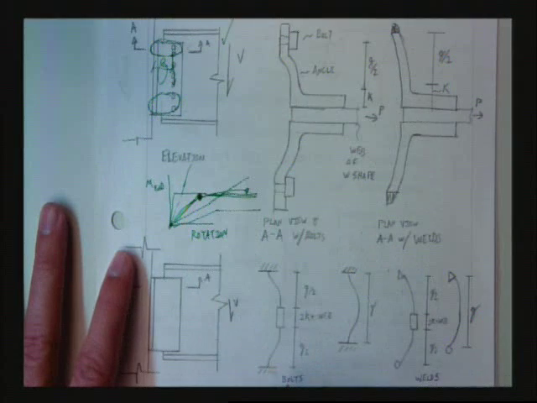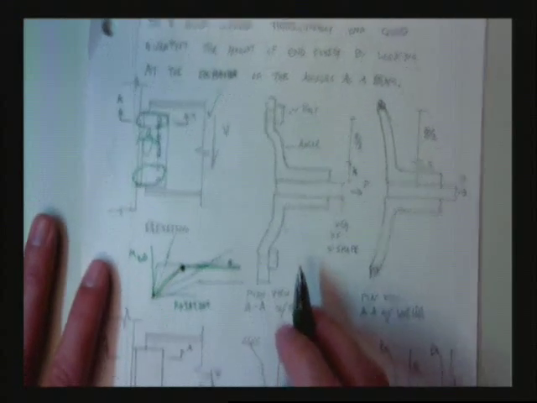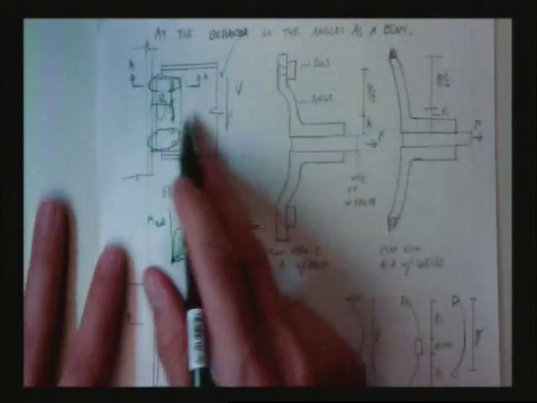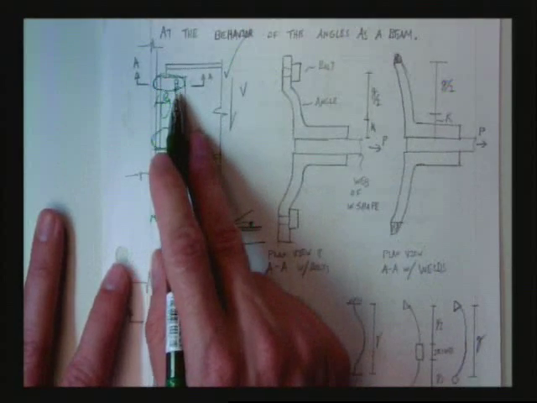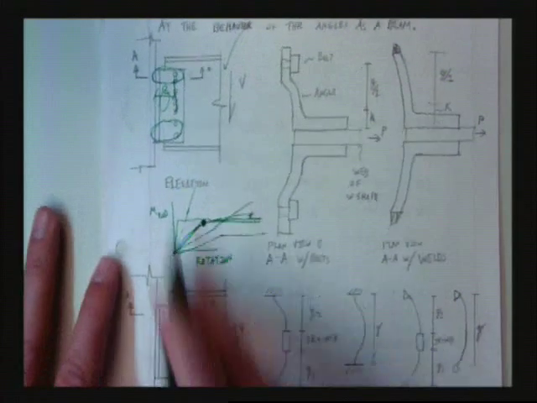You with me? Okay, so that's what we're going to do. Just like we said, we're going to be looking at movement and yielding of the angles. So we're going to actually allow this to deflect. We're going to allow it to bend and move up until we start to get yielding.